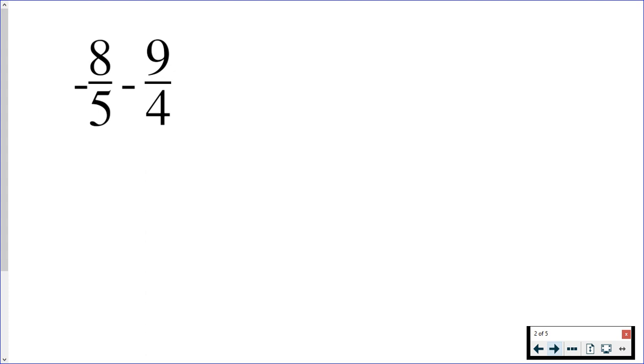Well, 5 times 4 is 20, and 4 times 5 is also 20. So 20 is the number that I'm going to use because it is divisible by both 5 and 4. So in the first fraction, I'm going to multiply by 4, and I can't only do it to the denominator, I must also do it to the numerator. And same thing applies with the second fraction with the 5.